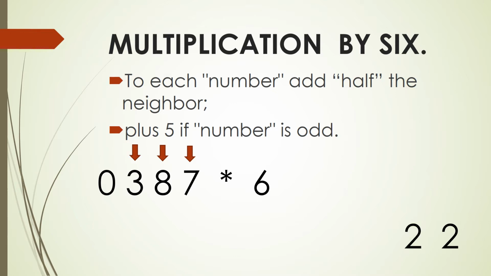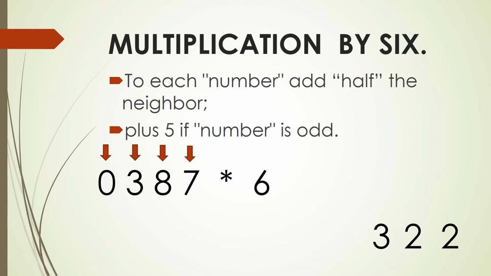Next one, we have an odd number. So to that 3 we need to add 5. 3 plus 5 is 8. And now that we have that 8, we need to add half of the neighbor. The neighbor is another number 8, so half of 8 is 4. And in total here we have the number 12. And to that 12 we need to add the number 1 that we were carrying. So in this case it's 13. We write the number 3 and carry 1.